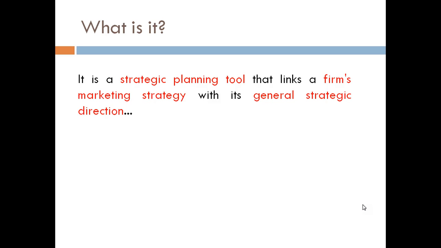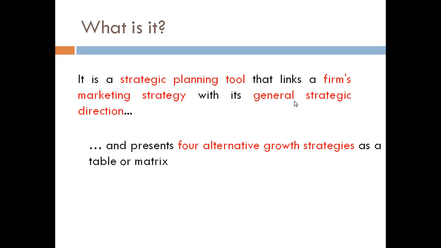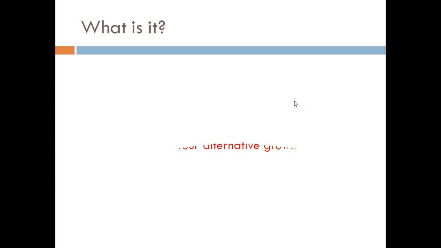I must say that it is a model that helps companies to define what is sold and who it is sold to. It's actually a strategic planning tool that links a firm's marketing strategy with the general strategic direction of the company. And using a combination of two main factors under markets and products in a tabular form, it presents 4 alternative growth strategies that companies can employ for business growth.